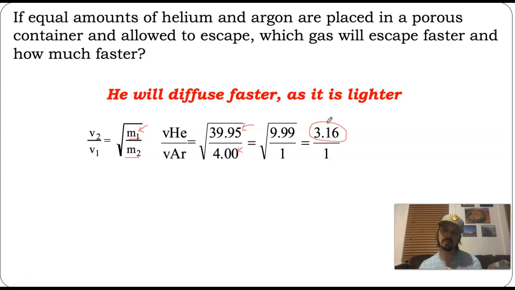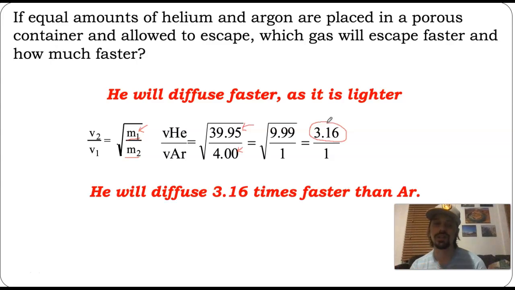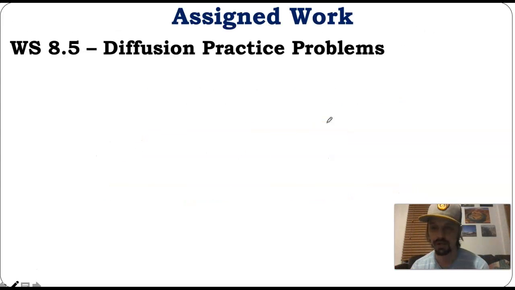So what does that tell me? That tells me how much faster helium is than argon. Helium would diffuse 3.16 times faster than argon if you wanted to calculate mathematically how much faster. At this level, I only want us to understand and be able to describe who escapes faster and why. And remember, the lighter particles diffuse faster. Also, particles at higher temperature diffuse faster because they're moving faster.